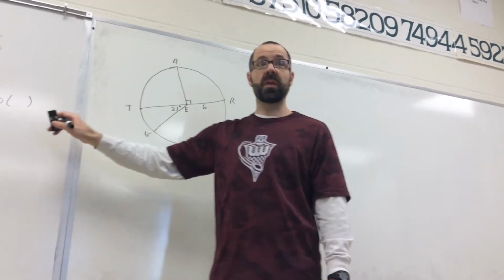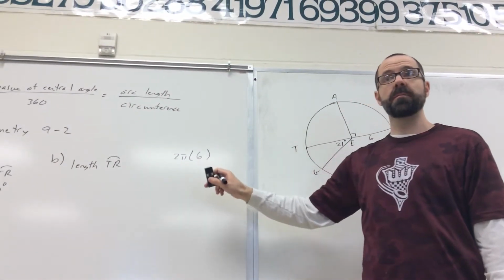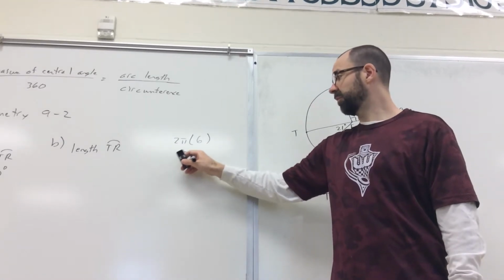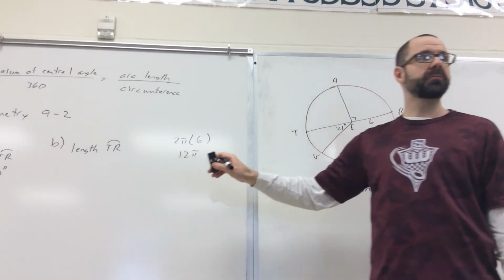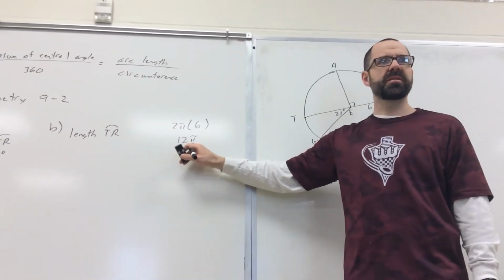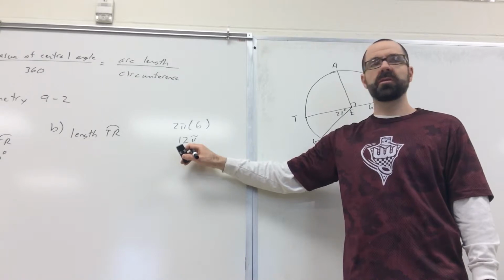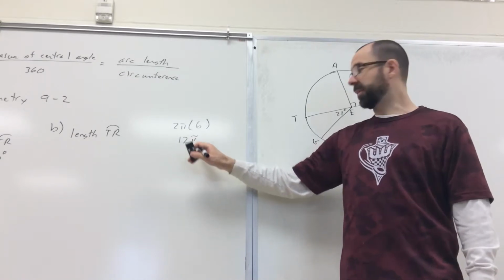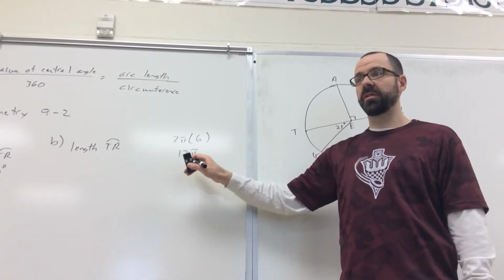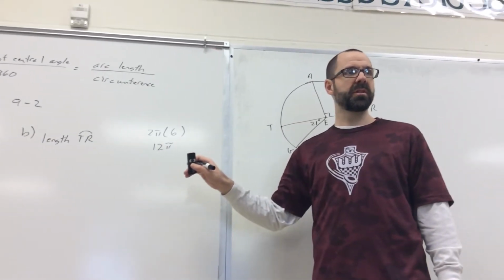So that means in our circumference formula, we're going to take 2 times pi times 6. So that comes out to 12 pi. So that's about 36. I mean, pi doesn't exactly equal 3. But that means it's 36 inches or so all the way around the circle. It's the circumference.